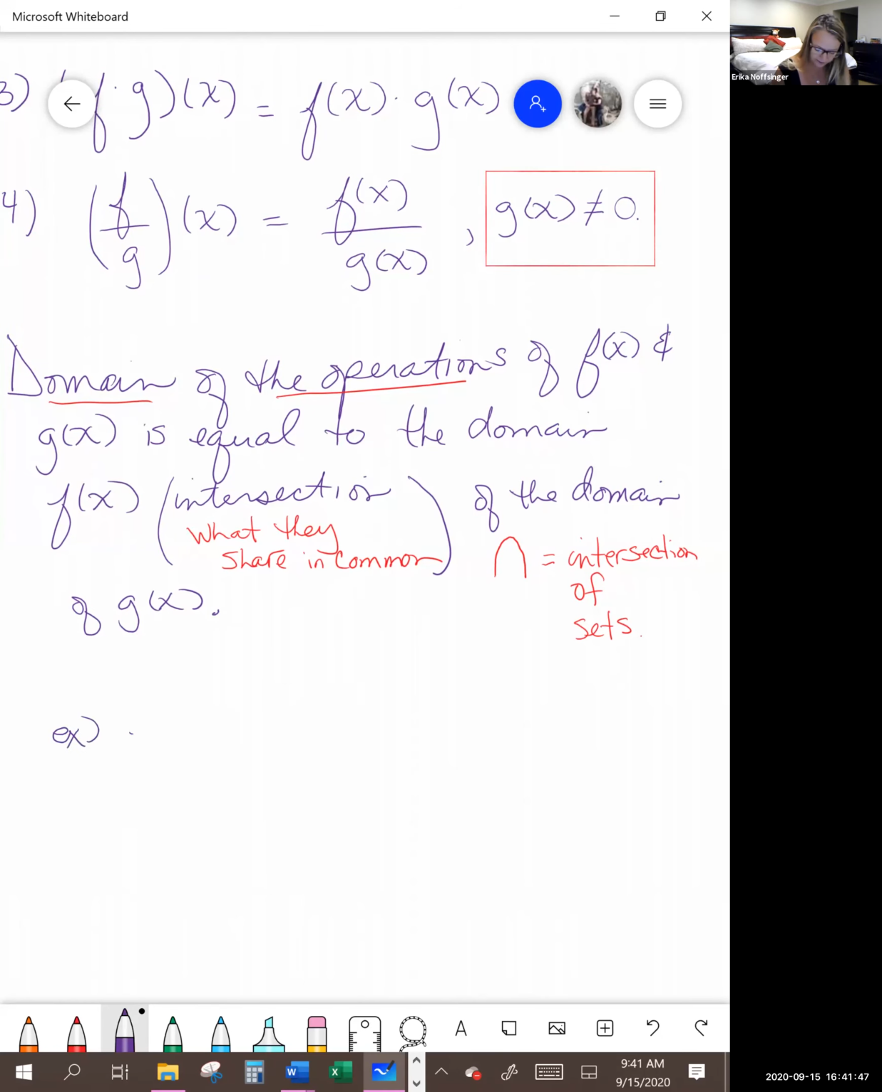So if f of x, let's say, was equal to the square root of x minus 1, and g of x is equal to the square root of 4 minus x. For the given functions f and g, find the following. Let's say part A said find f minus g of x.